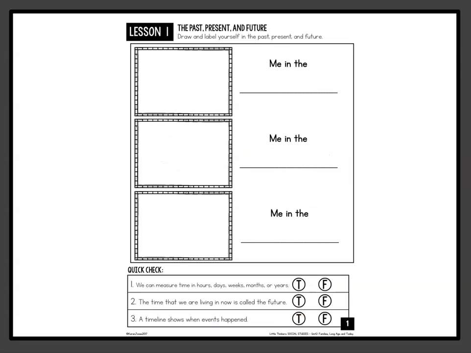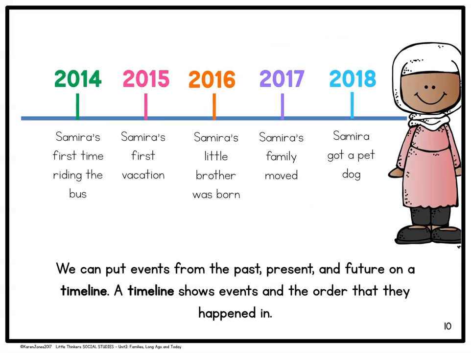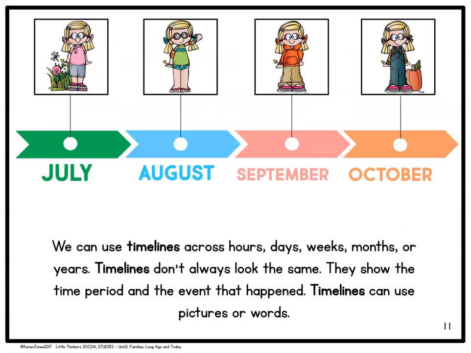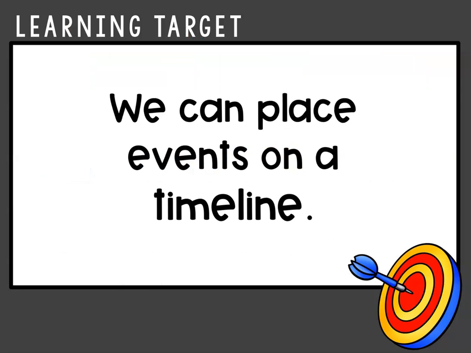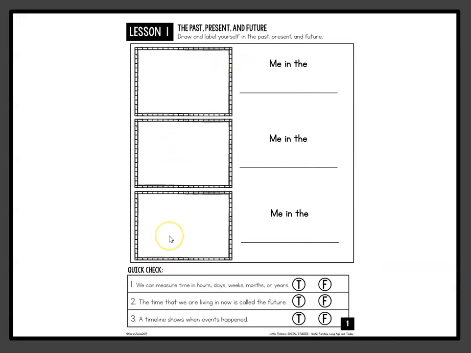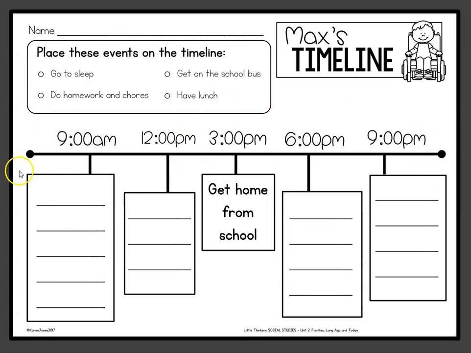Right, so our example of our timeline looks like this. And our other example, and this is a timeline, shows events and the order that they happened in. So this is showing you when things are happening. And then our other example is you can do picture ones too. Okay, timelines don't always look the same. So first grade, can you remember what our question was? It says, we can place events on a timeline. Right, so did we place events on a timeline? Yeah, because we were able to draw ourselves in 3 different times. Okay, and we were able to place when things happen on a timeline for a day, just like we do when we're working on our schedule in class.